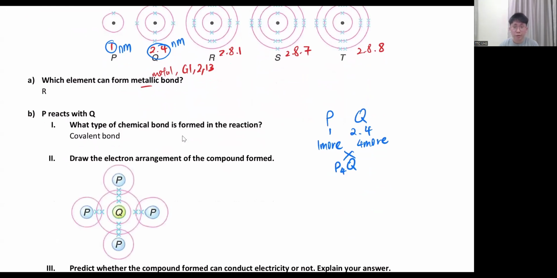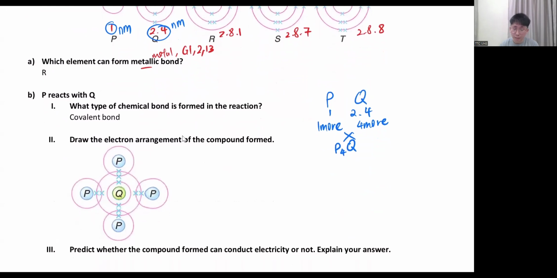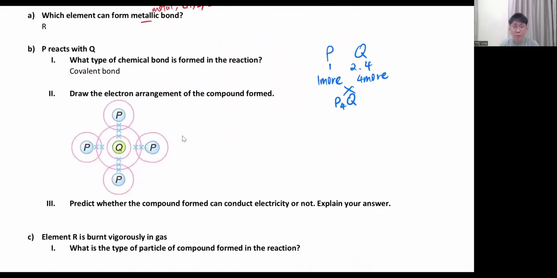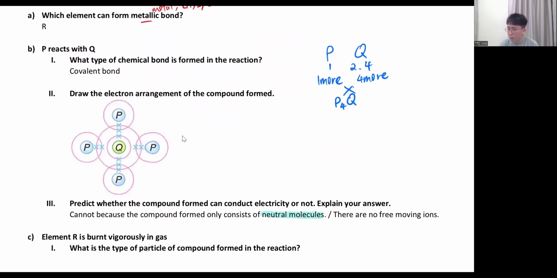Okay, I'm not going to stay too long on this because you're going to try to do it yourself later on. Just to discuss how we can get into this part: predict whether the compound formed can conduct electricity. Guys, can a covalent compound without any positive or negative charge conduct electricity? Cannot. We say cannot because it only consists of neutral molecules, or you can say no free moving ions, no ions.